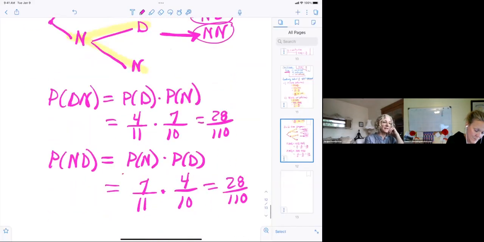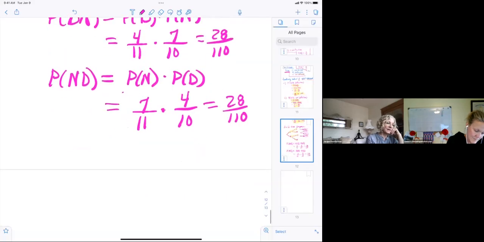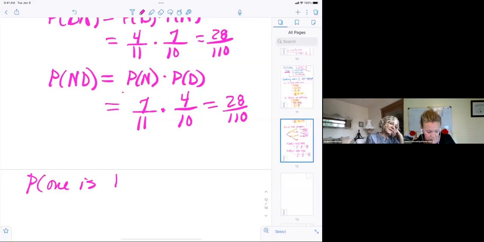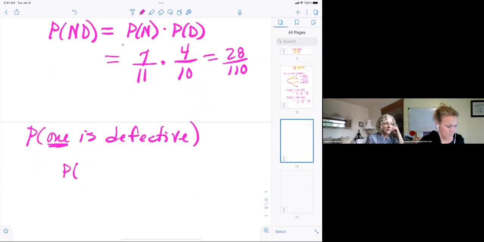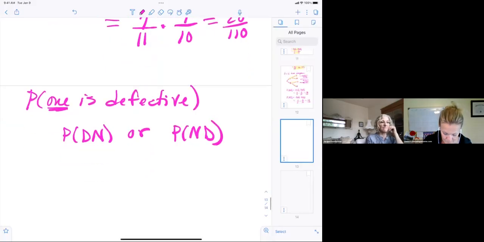Moving on to part C, let's try to apply what, okay, so probability 1 is defective. This is not part C, but I want to expand on this before we jump into part C. Probability that 1 is defective. That means either defective, not defective, or not defective, defective. Right? That means in that sample, 1 is defective. Either the first one is defective or the second one is defective.